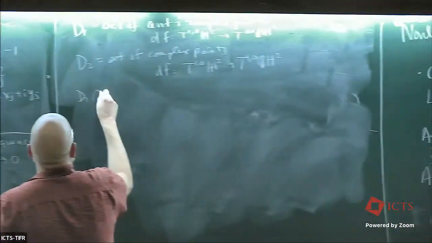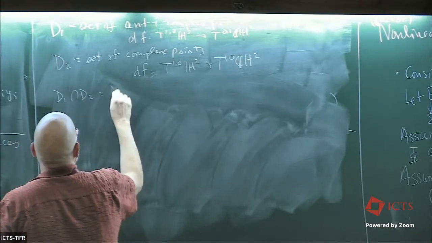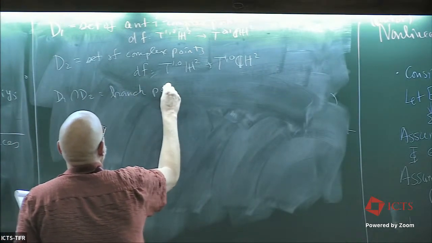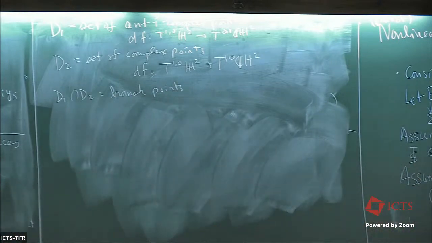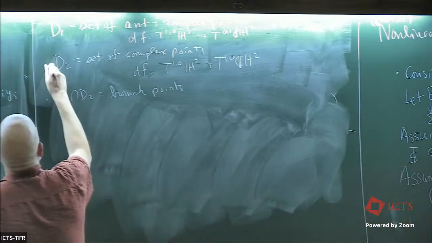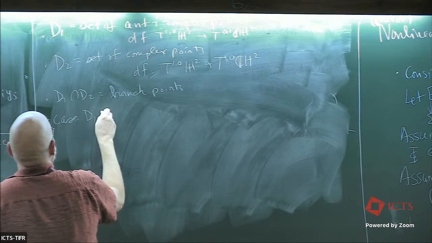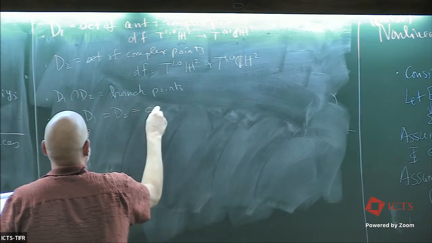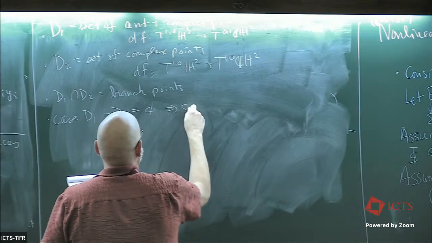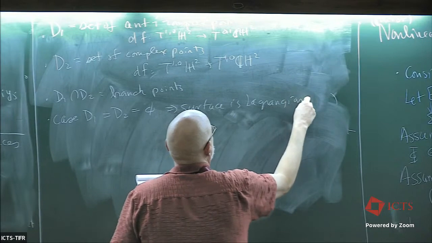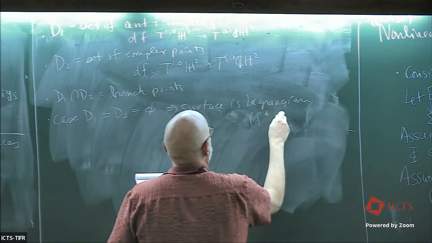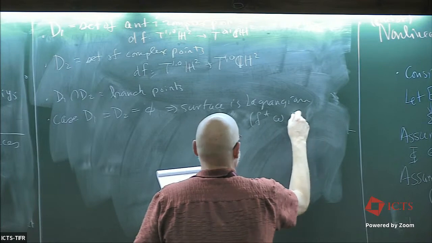So let's see. D1 intersect D2, this is going to be the branch points. If a point is both complex and anti-complex, then it's a critical point. This is one of these non-immersed points. Okay? And in the case that D1 and D2 are both empty, then the surface is Lagrangian, which means F, when you pull back the Kähler form, is identically 0.